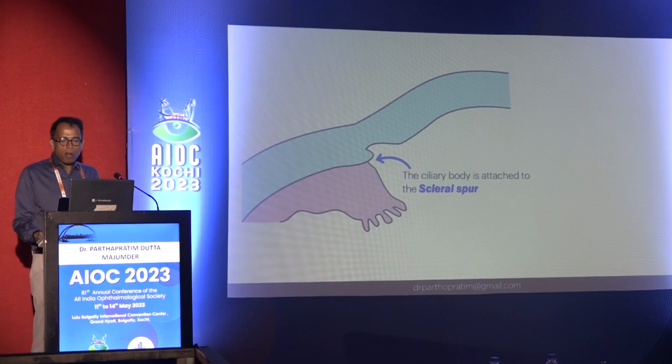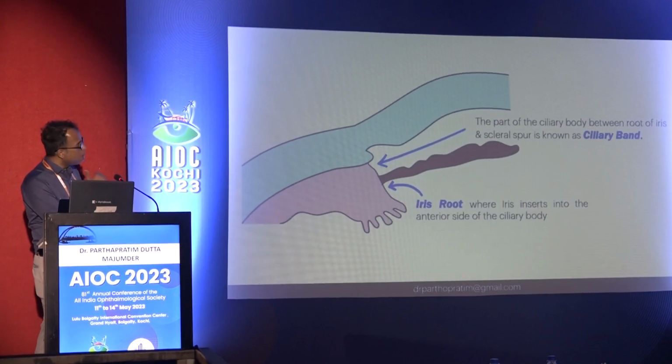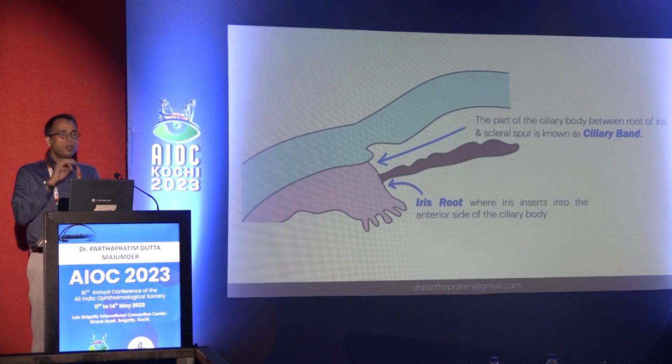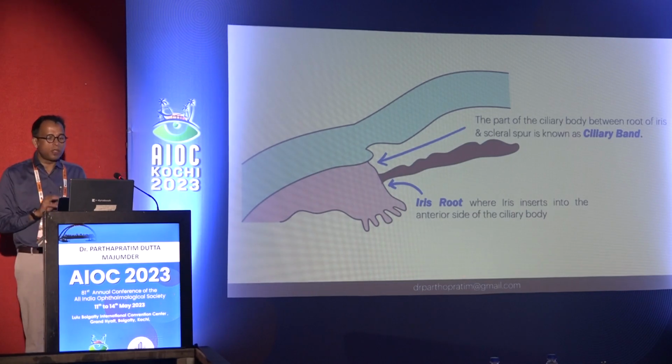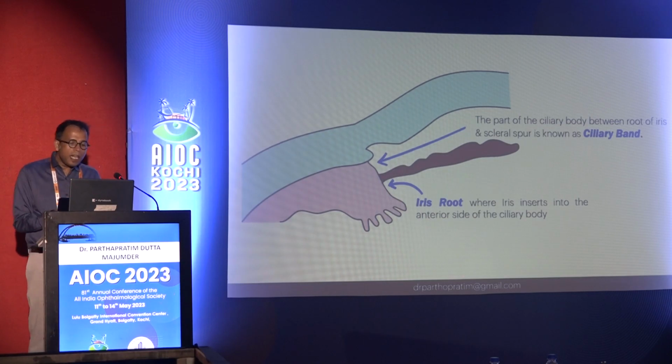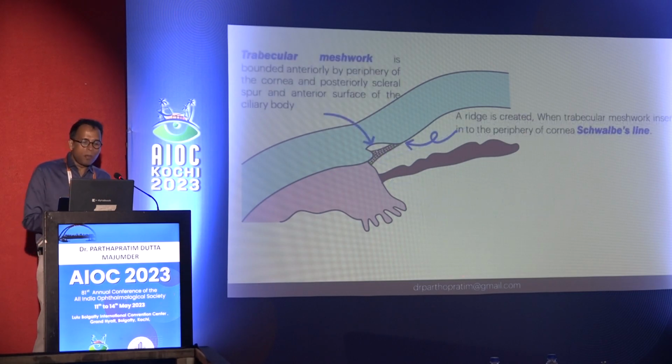Now, when the ciliary body is attached to the scleral spur, let's see what happens. You can see how the iris is placed here. Where the iris is joining there, that is called the iris root, and the part of the ciliary body between the root of the iris and the scleral spur is known as the ciliary band. Clear? So with this, we'll proceed.